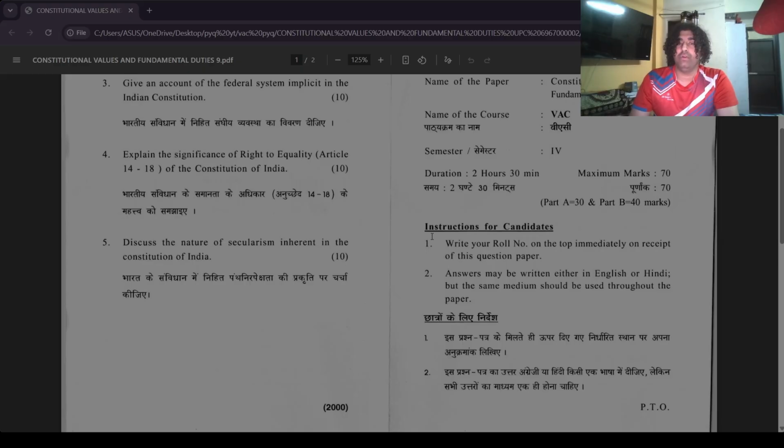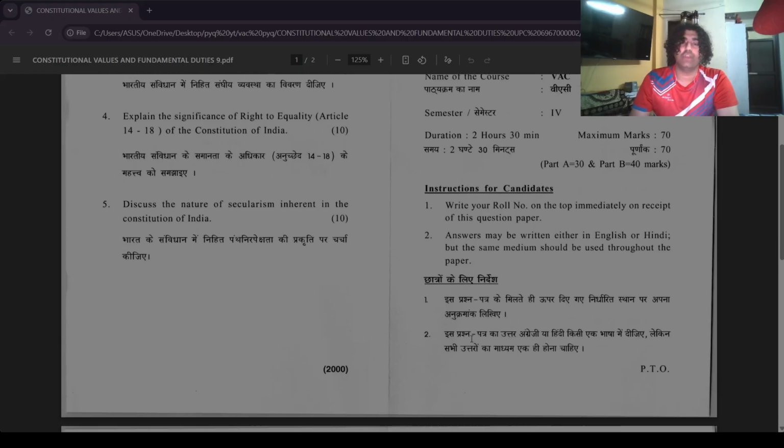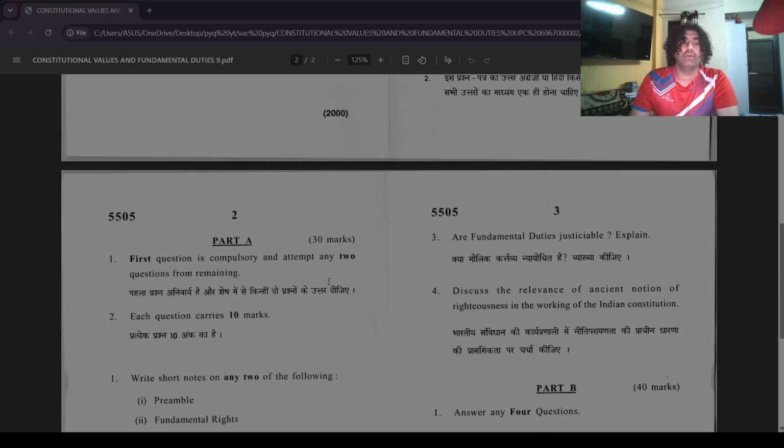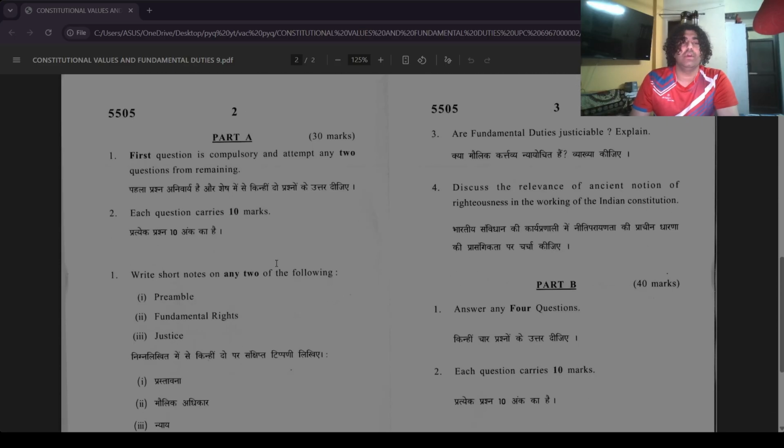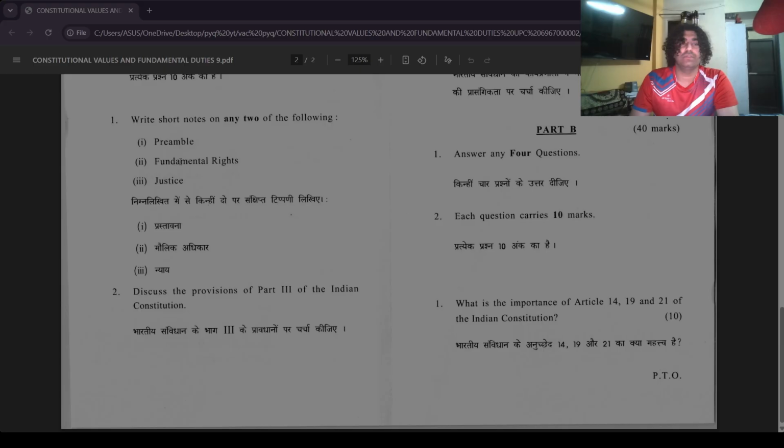And do remember to follow the instructions for the candidates. So you have to either write in English or Hindi. For Part A, the first question is compulsory, attempt any two, and the rest carry 10 marks.